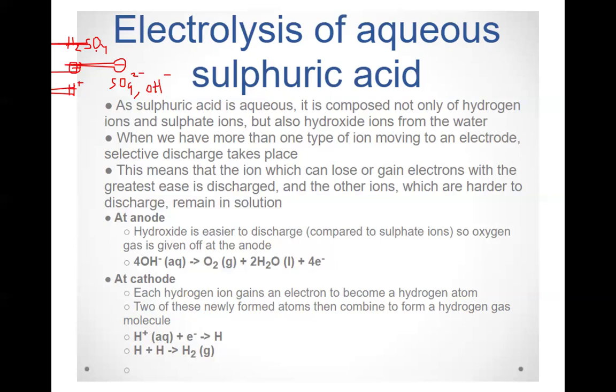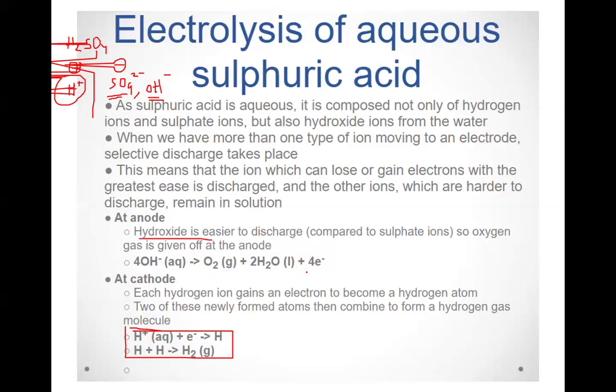The positive ion is only hydrogen. So everyone knows that obviously the product at the cathode will be hydrogen gas, because it's the only positive ion. The real problem is when you are dealing with two ions which are competing for the same electrode. The problem arises when you have to decide which of these two will be discharged. At the cathode, you're seeing that hydrogen gas is being formed. But at the anode, hydroxide is easier to discharge compared to sulfate ions.